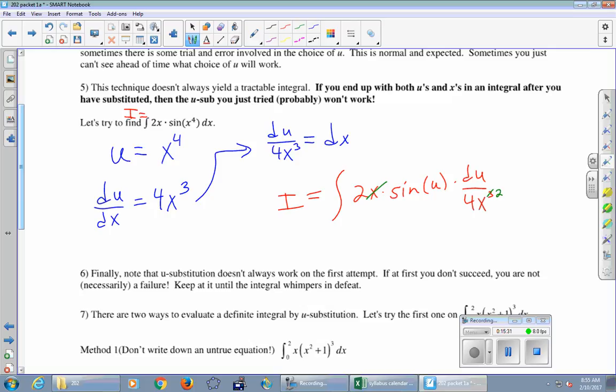If you have u's and x's still in your integral, this u substitution failed. Almost certainly. There's like one special case where it still works, but it's not this. If you have u's and x's still together, it just didn't work. Doesn't mean there's nothing you can do. It just means this did not work. Try something else, okay?